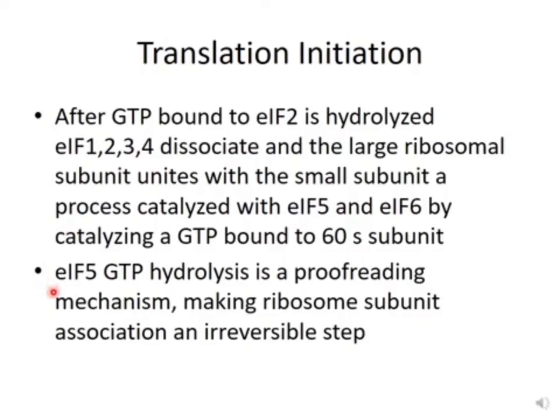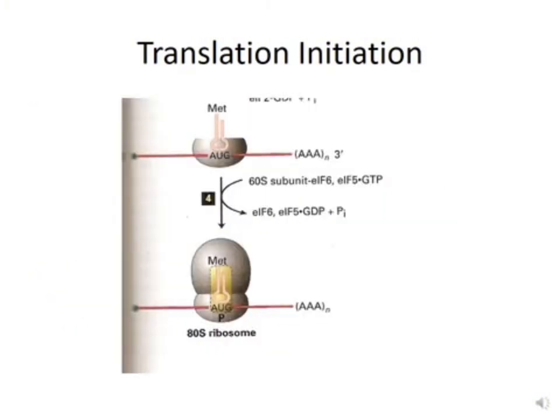Also note that the hydrolysis of the GTP bound to the EIF5 is a proofreading mechanism, so it's an irreversible step because this hydrolysis causes a conformational change in the larger ribosomal subunit that prevents it from detaching from the small subunit. This is the process I just described. This is the small subunit with the mRNA and the AUG sequence, which is part of the larger Kozak sequence, is bound to the initiation methionine.